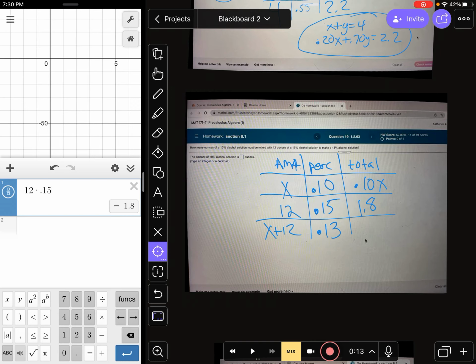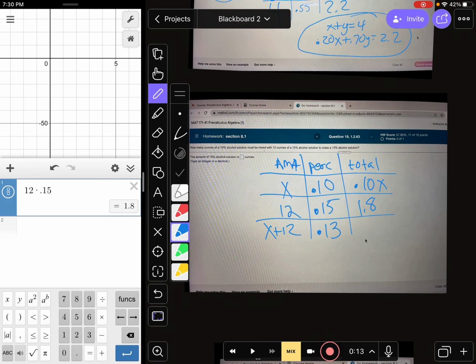And now, if I go straight across, this is how many ounces I have of my mixture, X plus 12. This is the percent that's alcohol. So if I multiply them together, that's how much alcohol will be in my final solution. So I'm going to multiply this together. It's going to be 0.13 times X plus 12. That's how much alcohol is in my final solution.